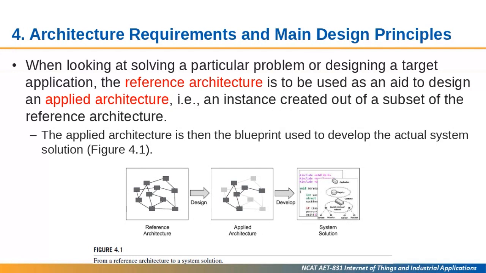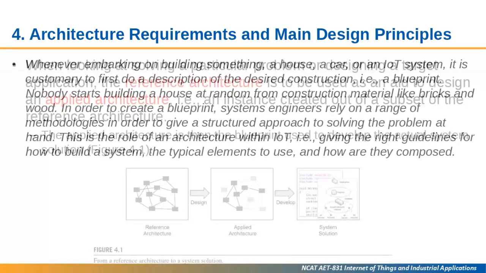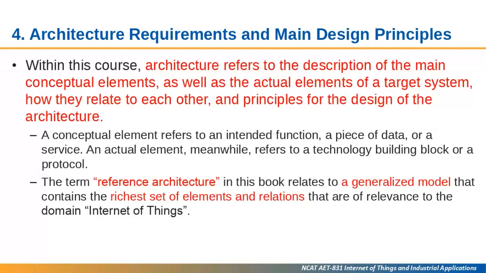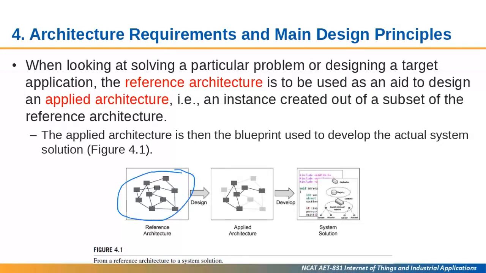For the reference architecture, we try to provide the richest set of elements and relationships. So that's indicated here. For the reference architecture, you see there are many nodes here. When we go to the applied architecture, first of all, we remove some nodes we don't need. So you see they're removed. And very often we'll also add some other nodes so that we have the system solution.